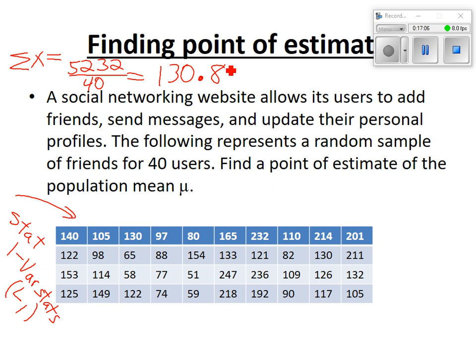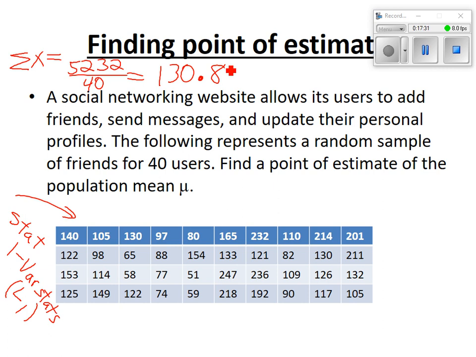So now I'm going to read this problem real quick. A social networking website allows its users to add friends, send messages, and update their personal files. This is pretty old, so this is probably not talking about any of the ones you guys use now. This is probably one of those real old ones. MySpace or something like that. That's probably what it was.